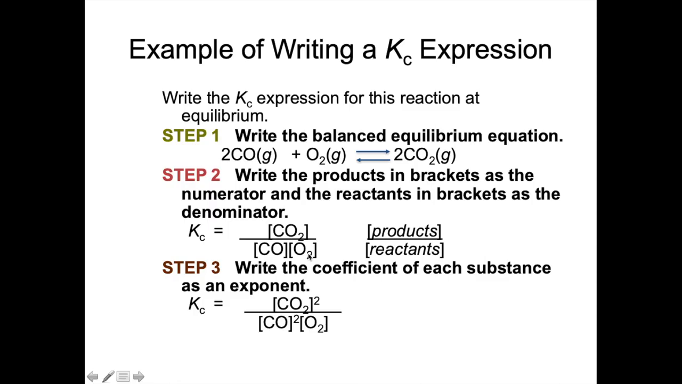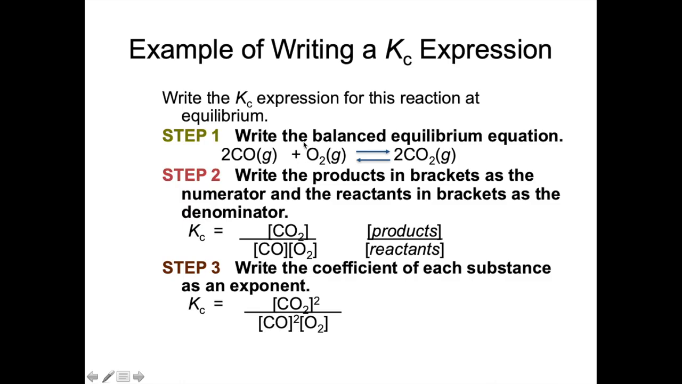But almost forgot the last step. We've got to take care of those coefficients in our equation. Remember, these coefficients are going to become exponents for their respective chemical concentrations. So our carbon dioxide over here, because of that 2 written in front there, that concentration gets squared. Likewise, our concentration of carbon monoxide is going to get squared because of that 2 there.